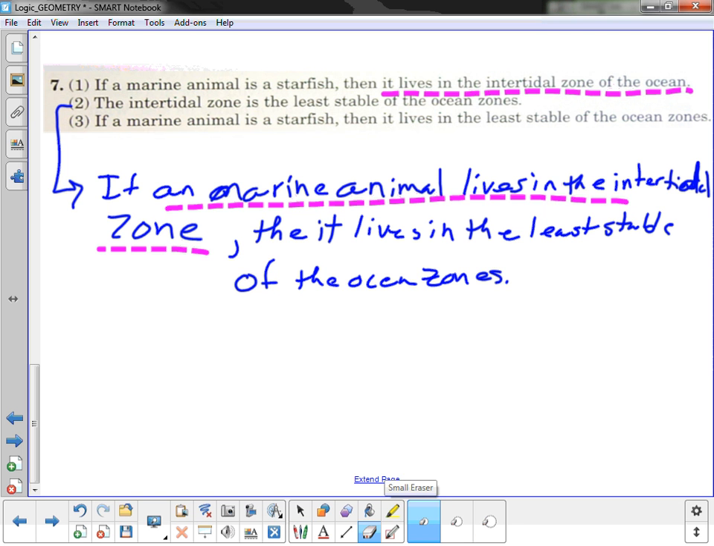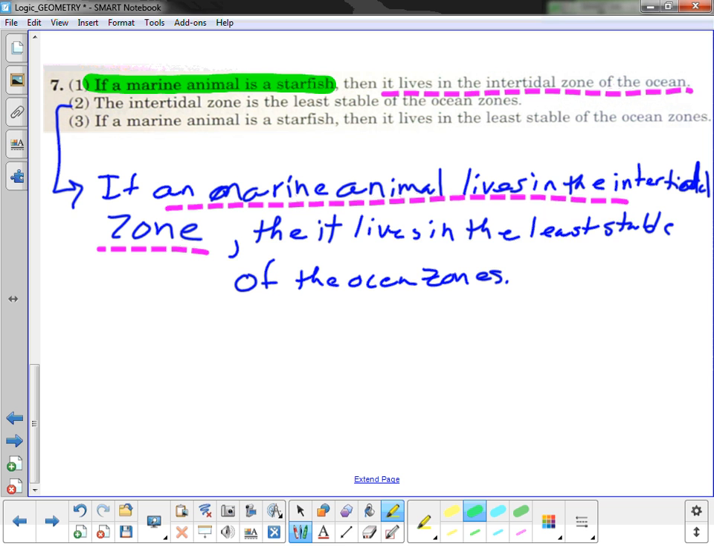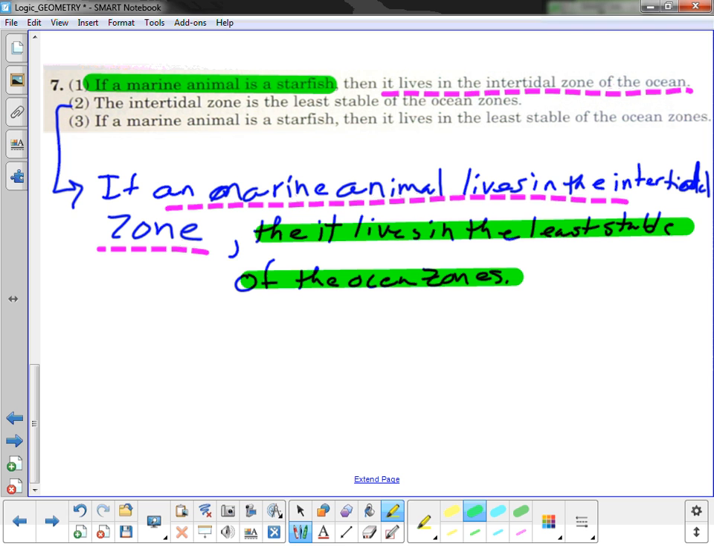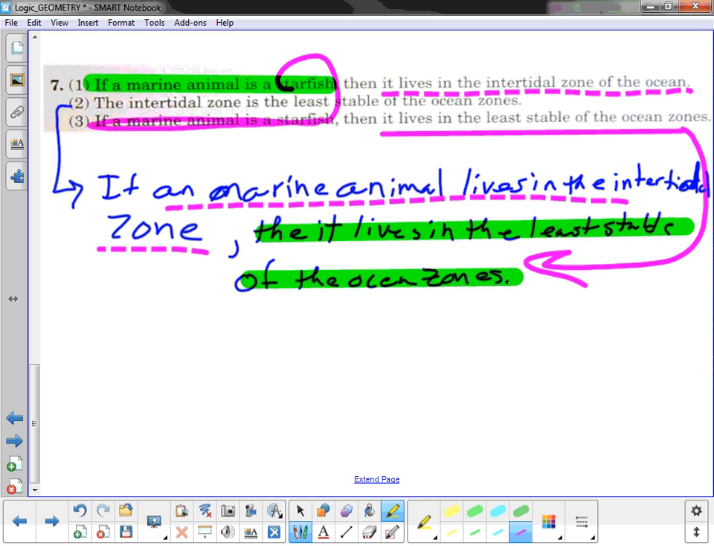Okay, so we have that case scenario set up, which is what we want, which would mean we could use the law of syllogism if this works and say that if a marine animal is a starfish, well, then it lives in the least stable zone of the ocean. Now, if the highlighted green is what's number 3 is, this is a law of syllogism, and when we look at it, if the marine animal is a starfish, that matches right up here. So the marine animal is a starfish, matches to what we set up here, and then it lives in the least stable part of the ocean, which is what we have here. So this is a law of syllogism type problem.